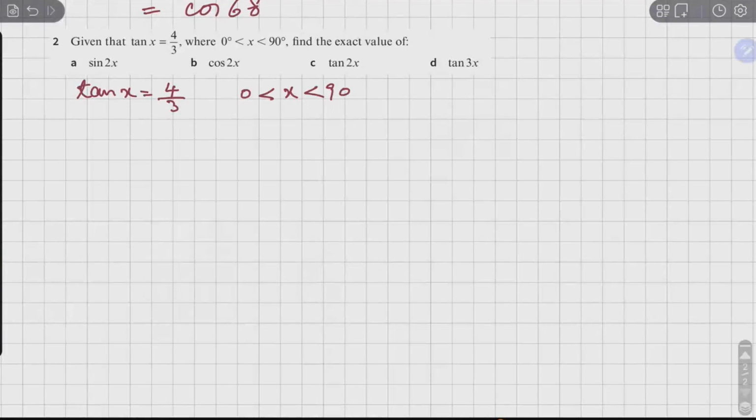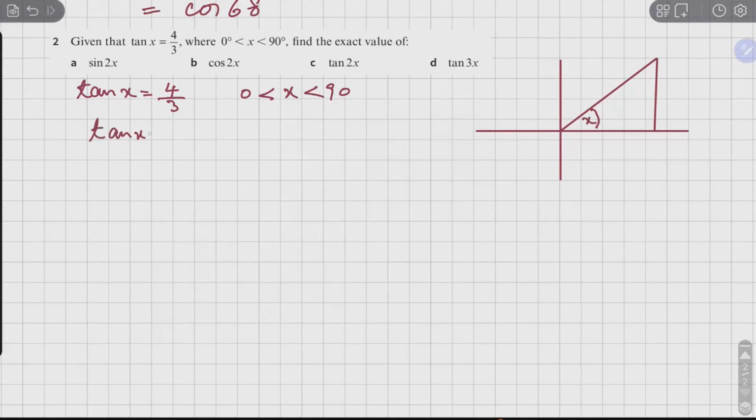तो 0 से 90 का मतलब ये हुआ कि इट इज एन एक्यूट एंगल एंड ऑल एक्यूट एंगल lies in the first quadrant. It is better to make a right angle triangle in the first quadrant and showing the angle x as it is tan x. Tan x is equal to perpendicular over base, or someone says it is opposite over adjacent, and its value is 4 over 3.